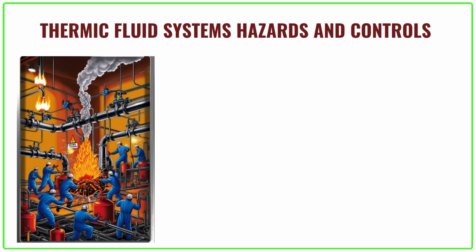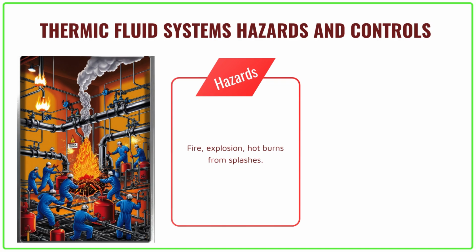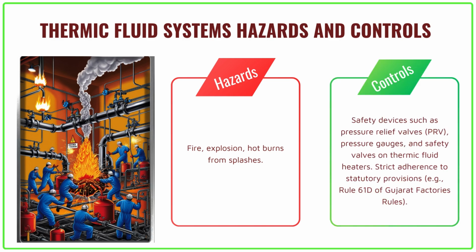Thermic fluid systems. Thermic fluid systems can lead to fire, explosion, and hot burns from splashes. Safety controls include installing pressure relief valves, PRV, pressure gauges, and safety valves on thermic fluid heaters. Strict adherence to statutory provisions, such as Rule 61D of Gujarat Factories Rules, is essential to prevent accidents.